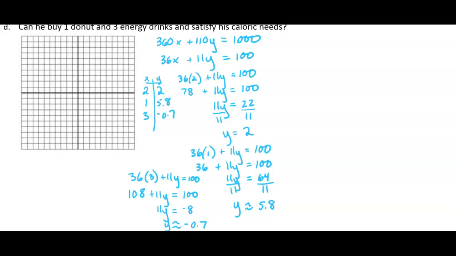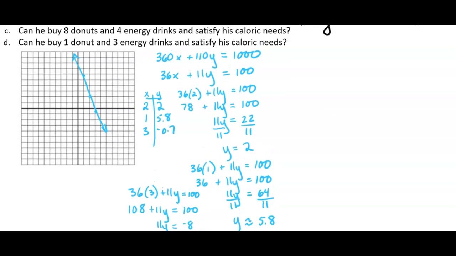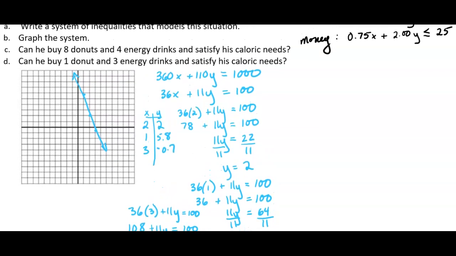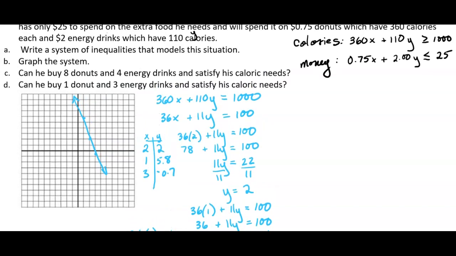Okay, let's graph these and see if they line up. 2, 2, right there. 1 and 5.8. 1, 2, 3, 4, 5, 6, 7. About there. And then my other one, 3 and down here. Kind of. Do they look like they line up? Pretty good. So mathematically, we'll have a negative number of energy drinks, but in reality, you can't do that.